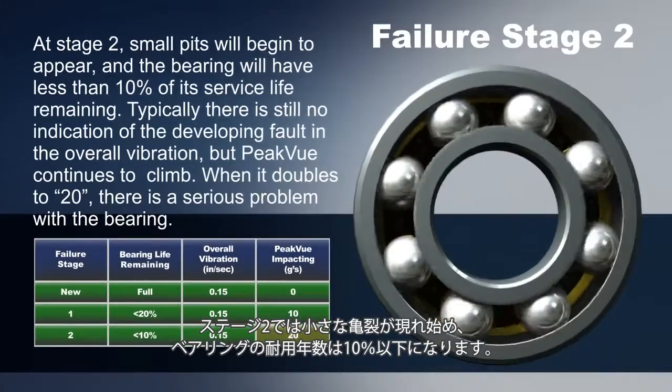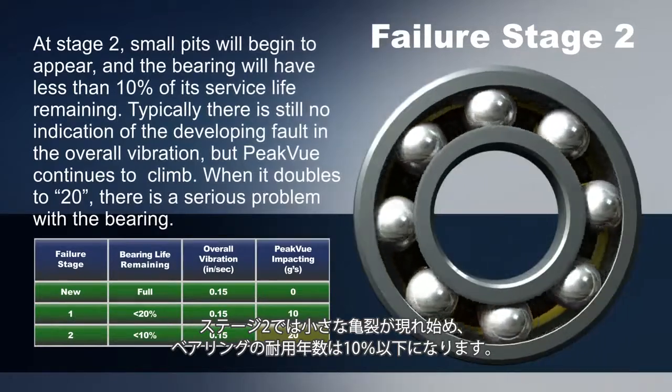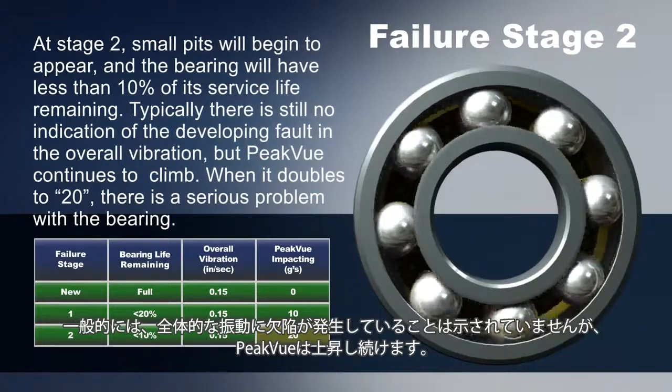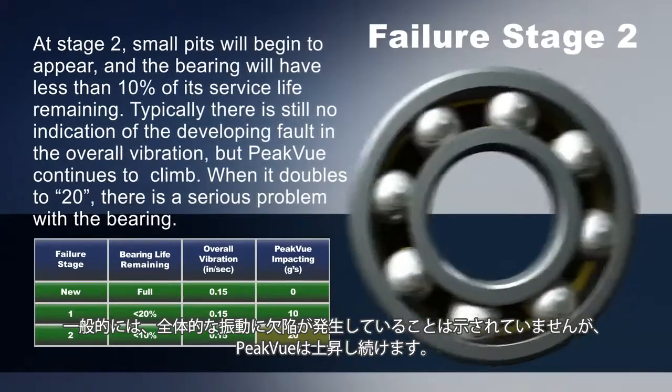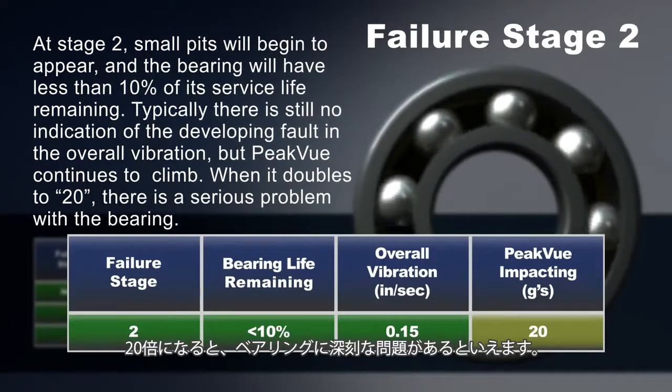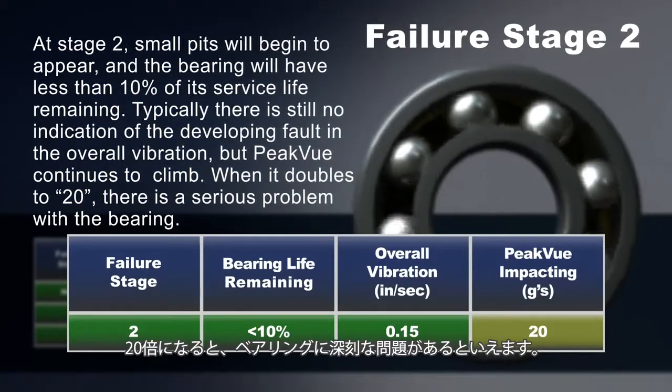At stage 2, small pits will begin to appear, and the bearing will have less than 10% of its service life remaining. Typically, there is no indication of the developing fault in the overall vibration, but PeakVue continues to climb. When it doubles to 20, there's a serious problem with the bearing.